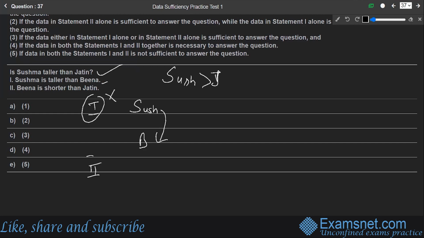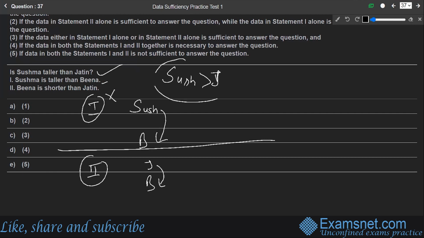Let us check statement number second. Bina is shorter than Jatin. So Jatin is somewhere here. Bina is shorter than Jatin. But just by knowing the connection between Jatin and Bina, we cannot find out the connection of Sushma and Jatin. So statement number second alone is not sufficient.